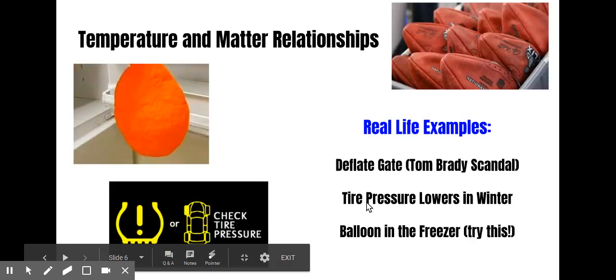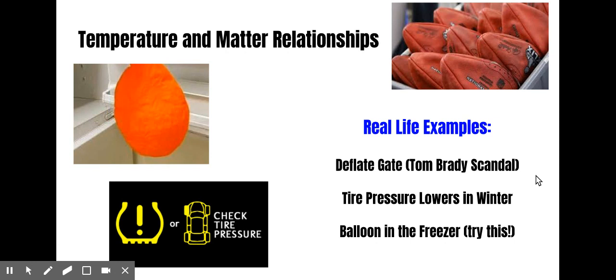Now, here are some examples that we're talking about that have these relationships. Deflategate. A couple years ago, on the road to the Super Bowl, Tom Brady and the New England Patriots were accused of deflating balls. And they had the argument, well, we inflated them inside, we brought them outside, it was really cold, so they had to have deflated. And you had the opportunity to voice your opinion on what you thought was going on with the Deflategate.